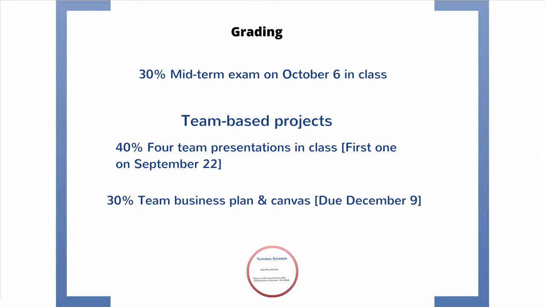Now, there are two aspects to the assignments for the team-based project. One is presentations in class. Each team will make short presentations approximately once a month. There are four presentations, and each presentation is about 10% of the grade, and that's team-based. I'll tell you how I'll distinguish between the team members later on. The first one is September 22nd. It's already scheduled, and we'll talk about what those need to be. There's no other homework in the class, just so you know.